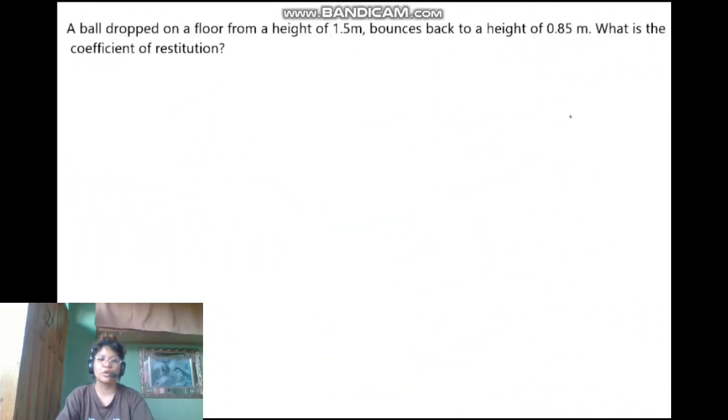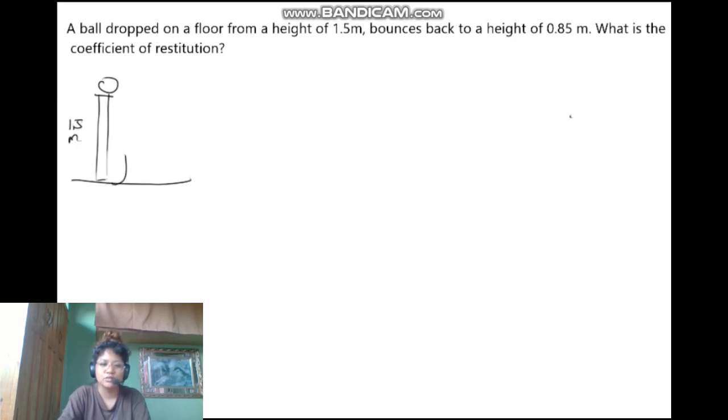A ball dropped on a floor from a height of 1.5 meters bounces back to a height of 0.85 meters. What is the coefficient of restitution? So to find the coefficient of restitution, first let's make a quick diagram. For example, this is the ball. It has been dropped from a height of 1.5 meters.